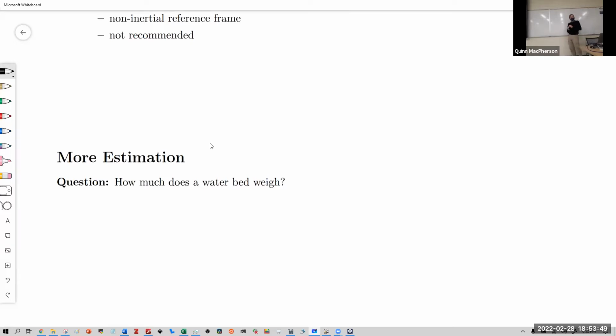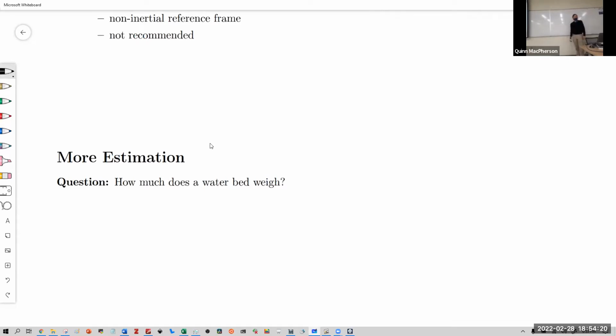Okay, let's do a calculation again. Let's first come up with what approximately our dimensions should be. We're going to have a length, a width, and a height. What should our length be? 7 feet. Okay, what's our width? About 5 feet. And our height? 1 foot.